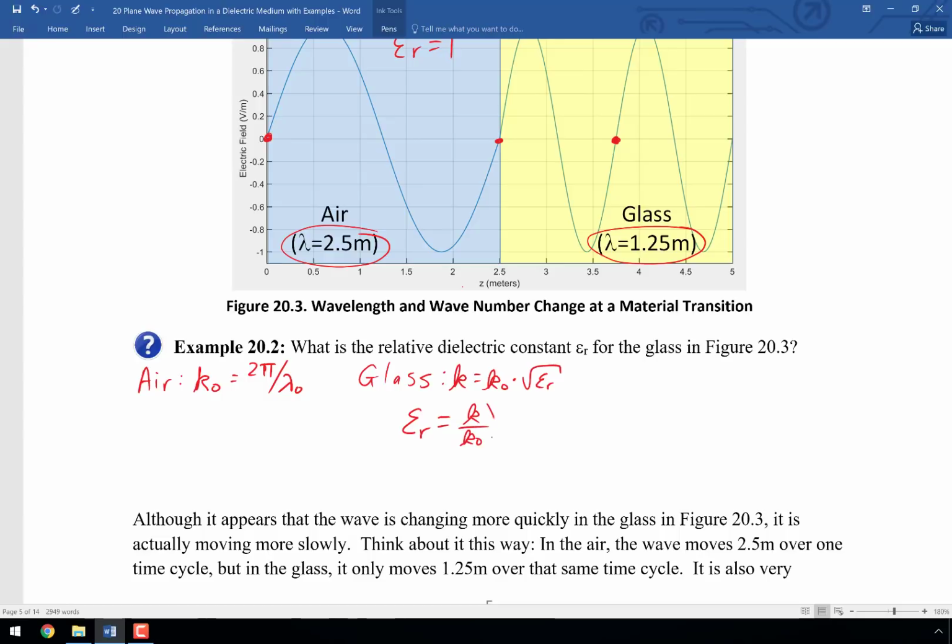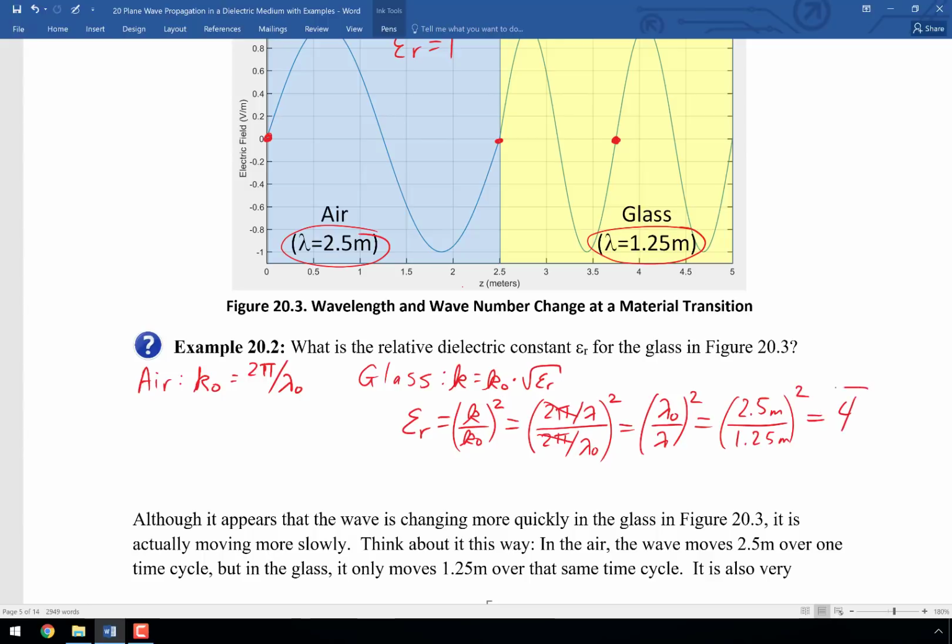k divided by k sub 0, the quantity squared. Well, k in the glass is 2 pi divided by lambda, and k sub 0 is 2 pi over lambda 0, and that quantity is squared. Now, each of those has 2 pi that can cancel. The lambdas are in the denominator, so the denominator of the numerator becomes the denominator, and the denominator of the denominator becomes the numerator. They both flip. So this becomes lambda sub 0 over lambda, the quantity squared. And that is 2.5 meters divided by 1.25 meters, the quantity squared, which is 2 squared, which is 4.